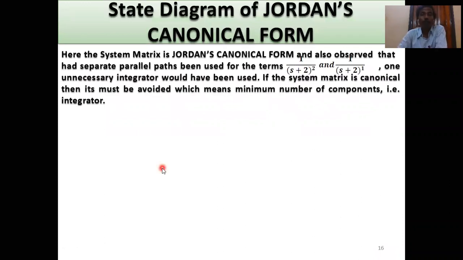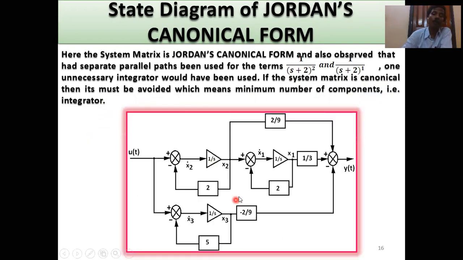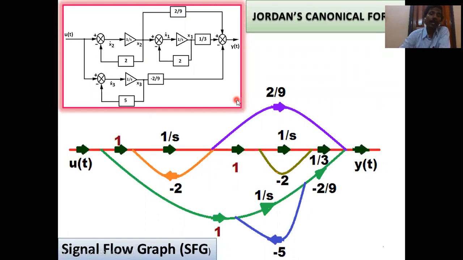State diagram of Jordan canonical forms. Here the system matrix is in Jordan canonical form, and also observe that had separate parallel paths been used for the terms 1 by (s plus 2) whole squared and 1 by (s plus 2) to the power 1, one unnecessary integrator would have been used, because s squared needs 2 integrators, and s plus 2 another integrator. But if the system matrix is canonical, then it must be avoided, which means the minimum number of components, that is integrators. So one integrator less in this position. This is the major advantage, and this is the signal flow graph for this block diagram.